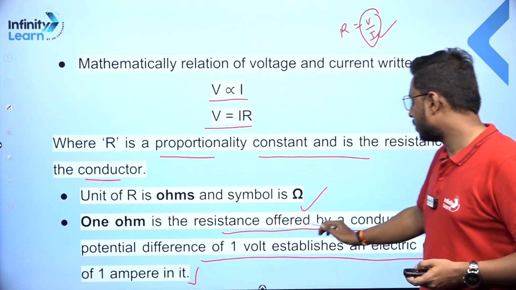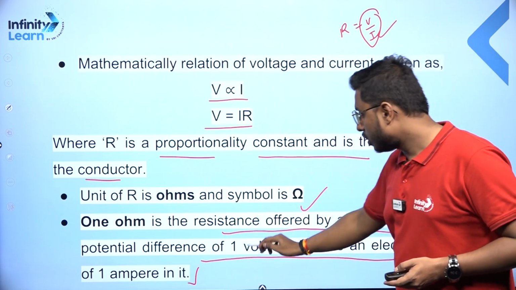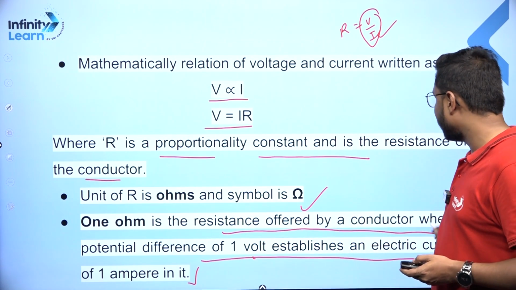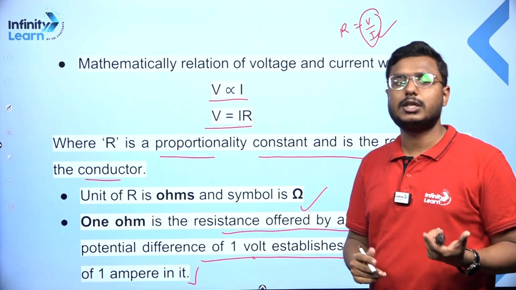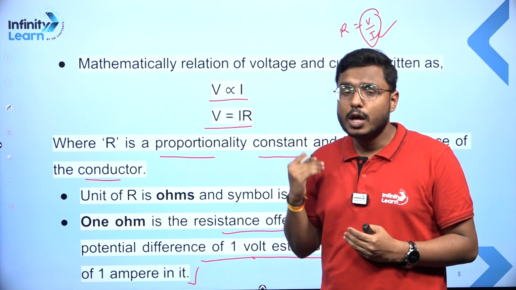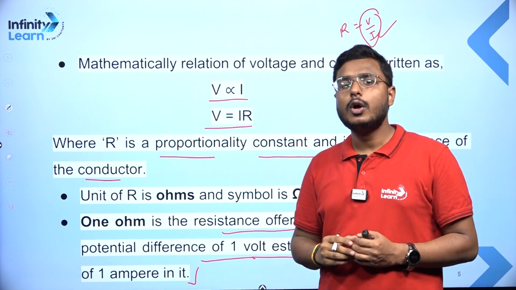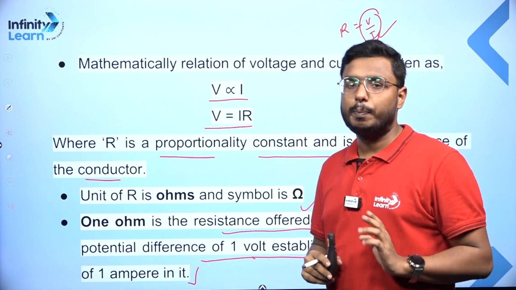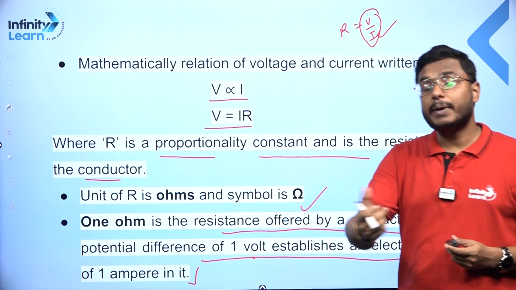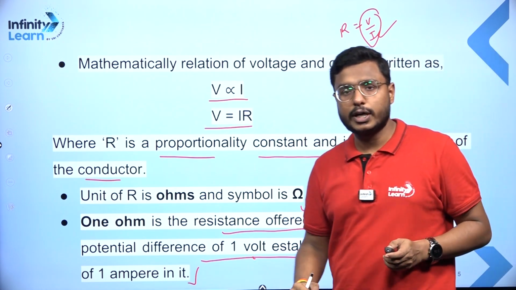So 1 ohm is the resistance offered by a conductor when a potential difference of 1 volt establishes an electric current of 1 ampere. So if a potential difference of 1 volt is establishing 1 ampere current, then we will say the resistance there is 1 ohm. Resistance also depends on some factors. We are going to talk about it in the next class.